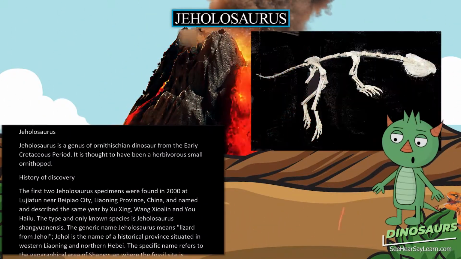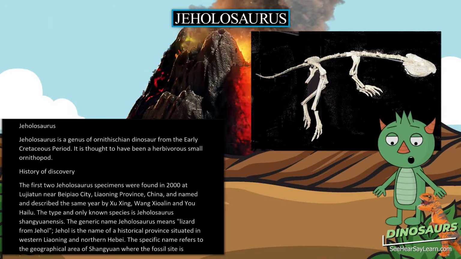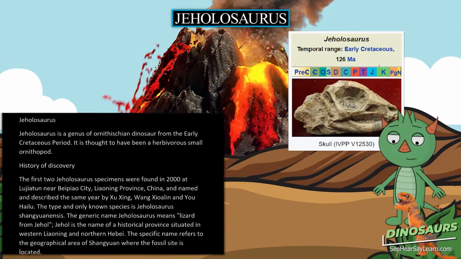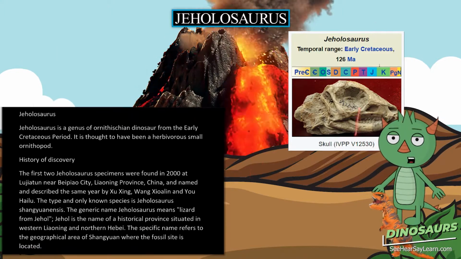Jeholosaurus. Jeholosaurus is a genus of ornithischian dinosaur from the early Cretaceous period. It is thought to have been a herbivorous small ornithopod.